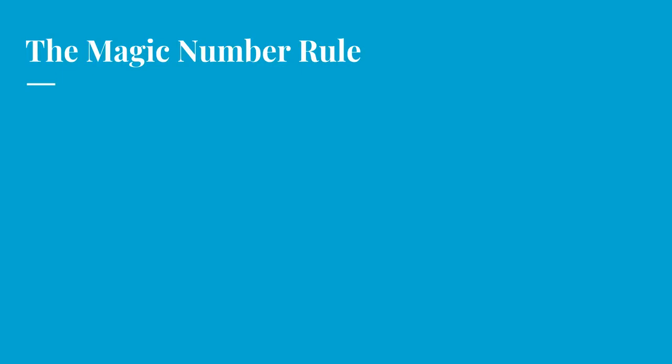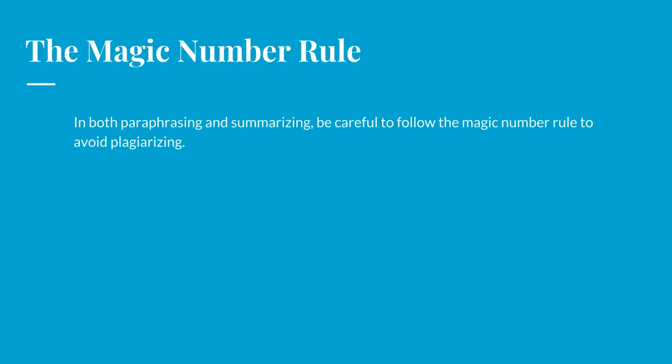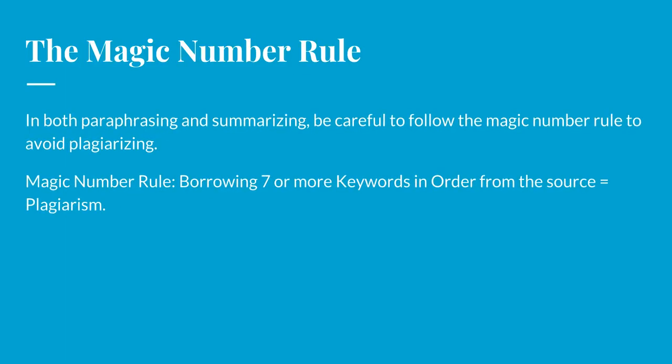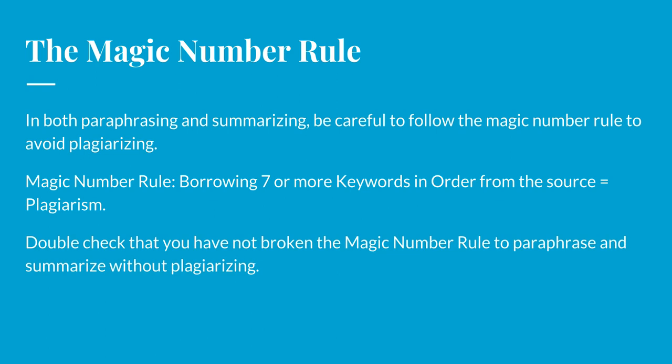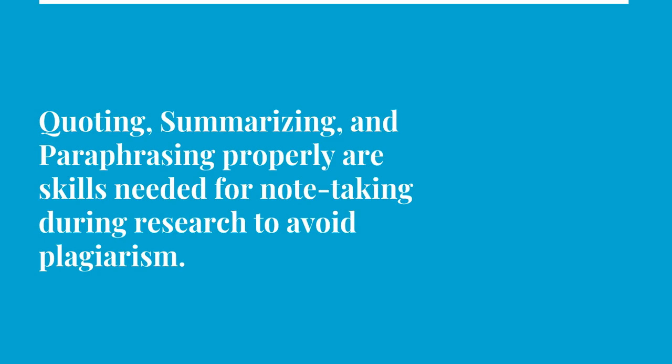We do need to, with both summarizing and paraphrasing, not only remember to cite, but also pay attention to the magic number rule, which is you cannot borrow 7 or more keywords in order from the source. That's plagiarism. So this is making sure that when you're summarizing, you have to keep the same order, but you need to make sure you've changed up the words. If they're big keywords, you need to make sure you borrowed 6 or less. In paraphrasing, change up those words and the order so that you are not plagiarizing. Double check that you have not broken the magic number rule so that you don't get dinged on plagiarism.